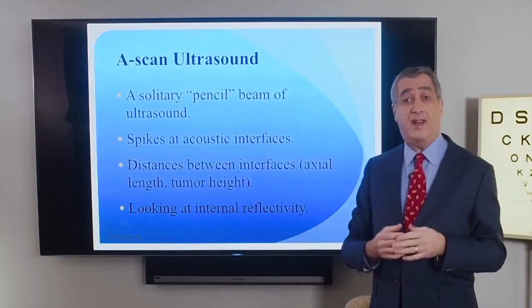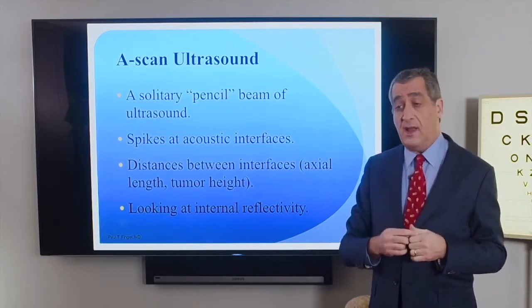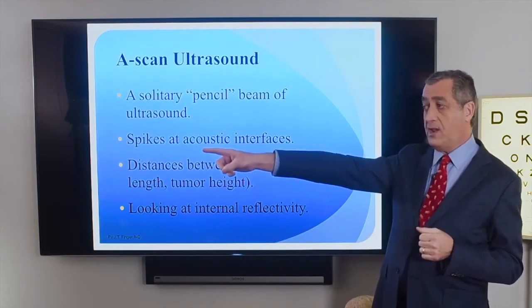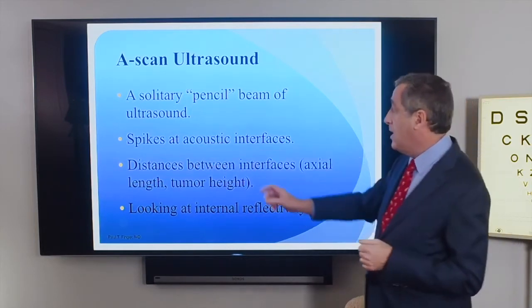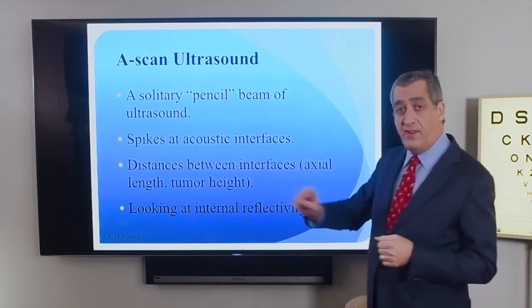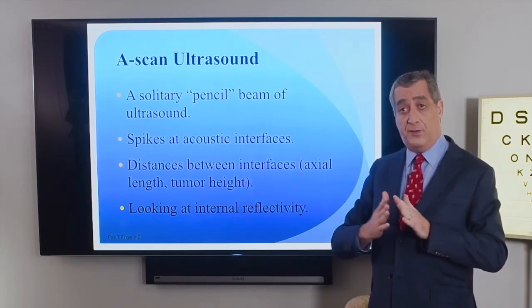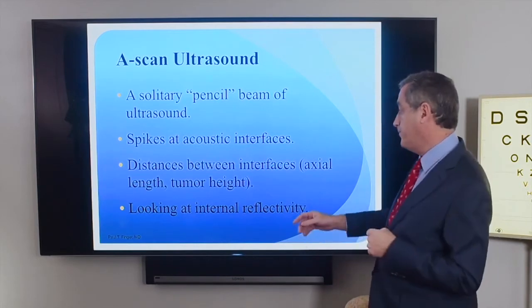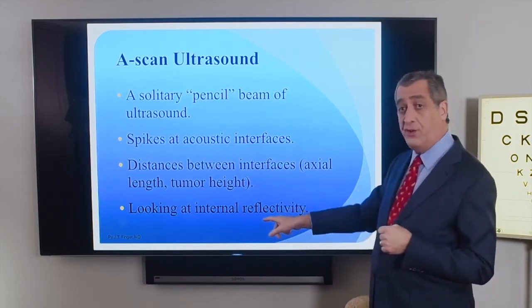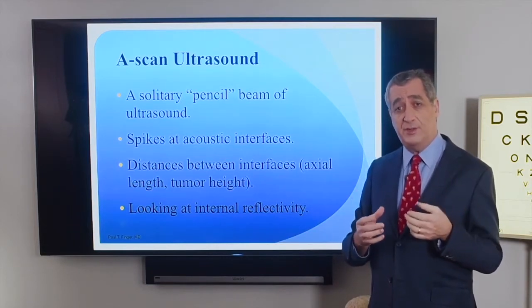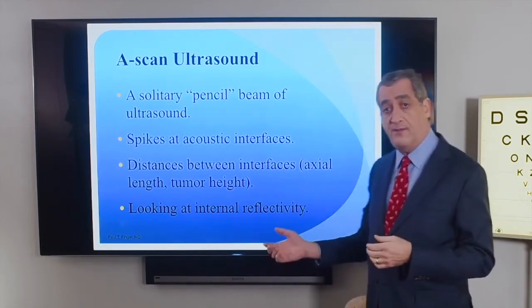Well, back in the day, there was just an A scan. An A scan is basically a pencil of ultrasound that goes directly across like a laser beam. It spikes every time it hits an acoustic interface, and we use those spikes to measure distance. And we also can use that ultrasound to look at the internal reflectivity of tissues, which becomes very important in ophthalmic oncology.